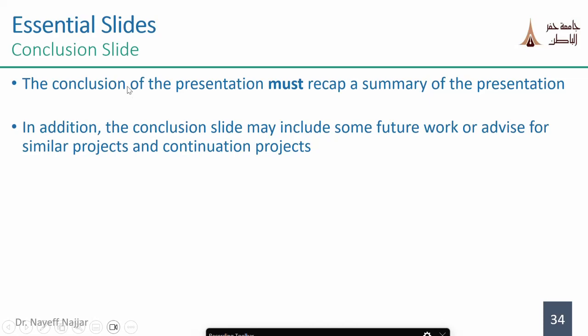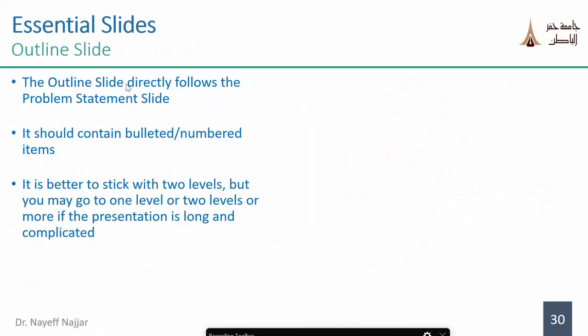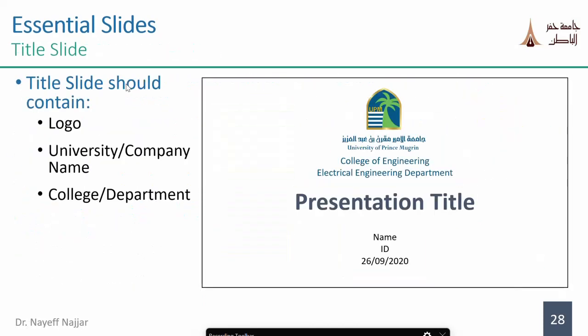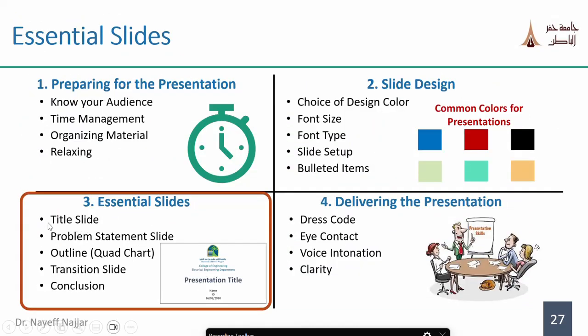So the slides that we mentioned here, let me go back to the transition slide. Okay, you must have a title slide. You must have a problem statement. I didn't talk about this, but you should mention your objectives at least in your presentation. You should have an outline slide or a quad chart, better to have a quad chart. You must have a transition slide or transition slides, actually not one slide, and you must have a conclusion slide. So next I'm going to talk about delivering the presentation.